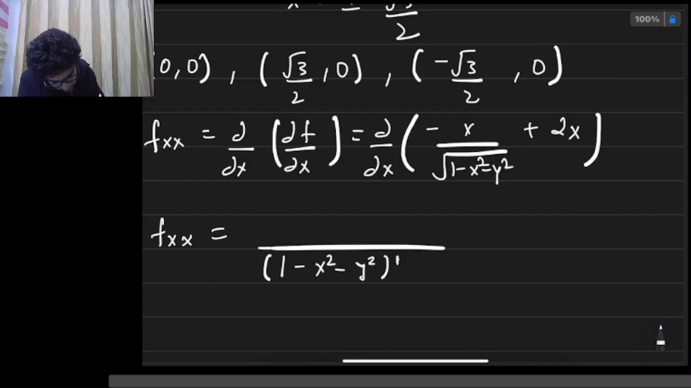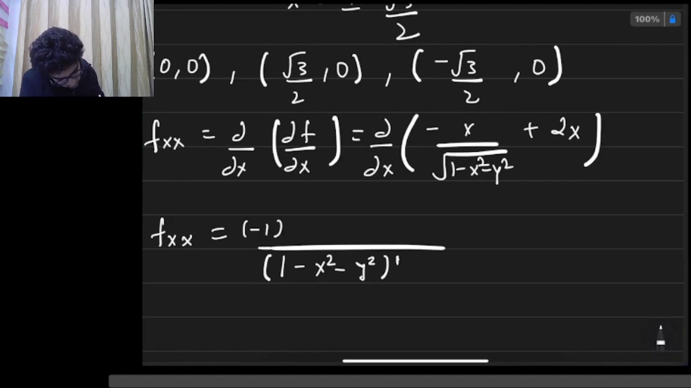Now I'll just differentiate this by treating y as a constant, because this is the partial derivative. Whenever we are finding the partial derivative of a function with respect to a variable, the function consists of more than one variable. Otherwise, it becomes a normal derivative. So if I'm finding the partial derivative of f with respect to x, I'll just perform a normal differentiation, but I'll treat the other variable, which is y in this case, as a constant. So that will give me the partial derivative with respect to x.